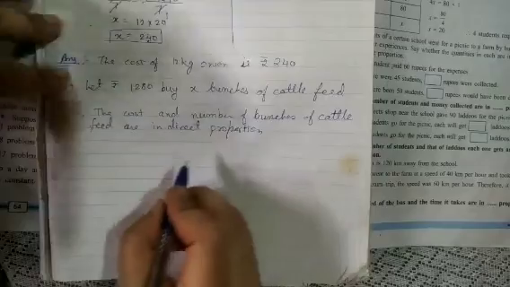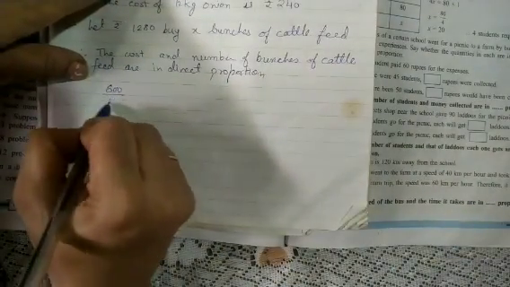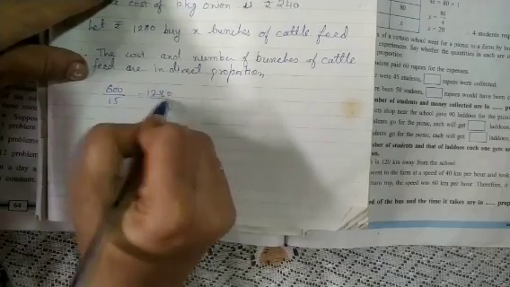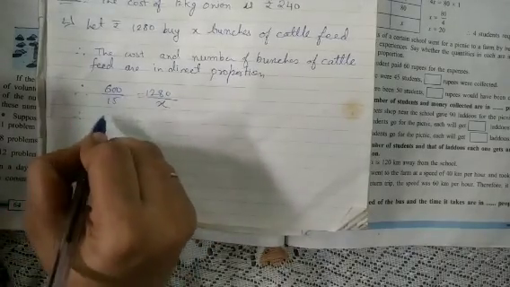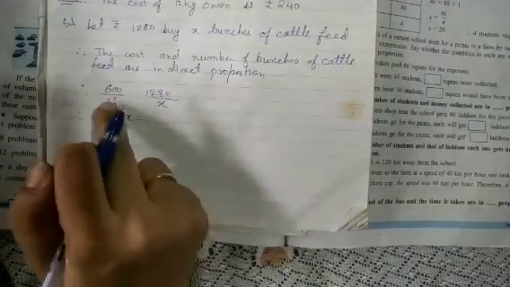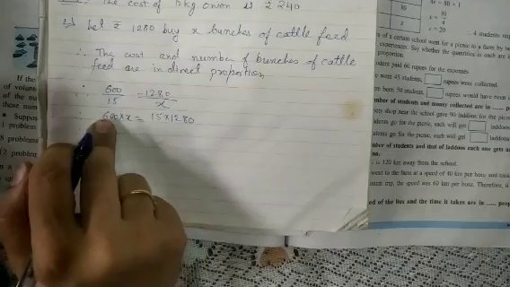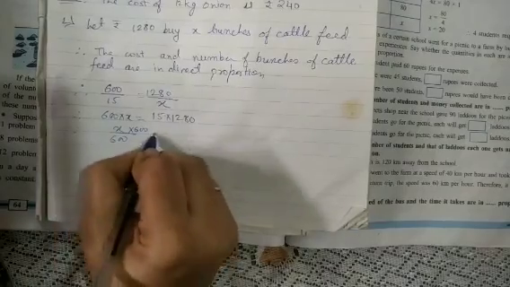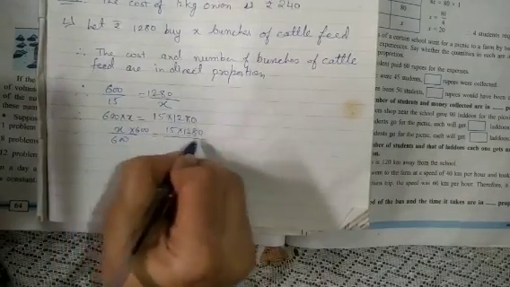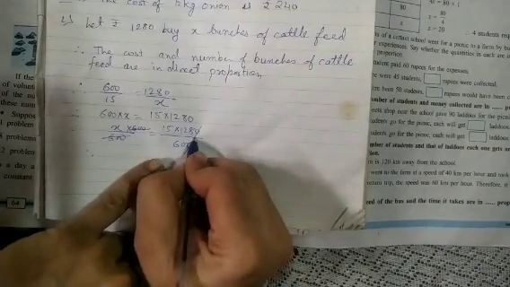Direct proportion means their ratio will remain constant, that is 600 upon 15 is equal to 1280 upon x. Now just cross multiply. In cross multiplication, we will do 600 into x and 15 into 1280. Now to remove this 600, we will divide both sides by 600. Then this 600 and 600 will cancel. Now with this, the 0 will get cancelled.